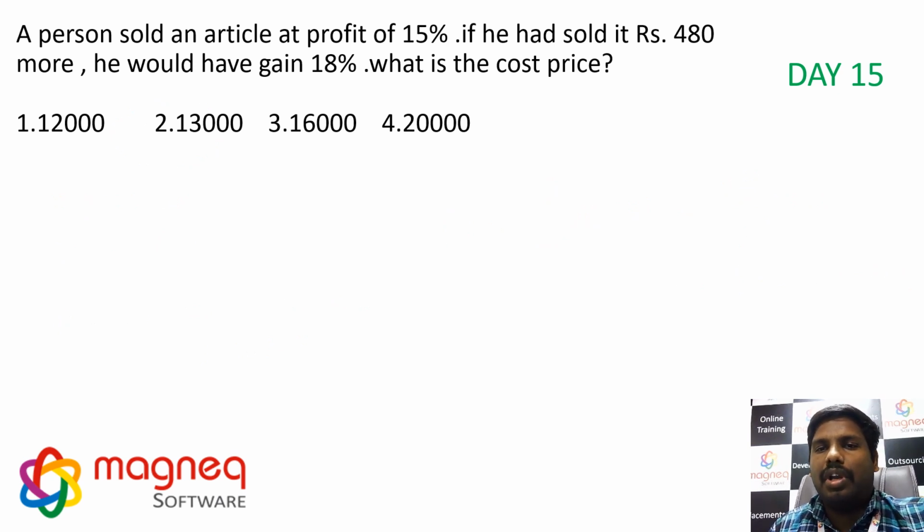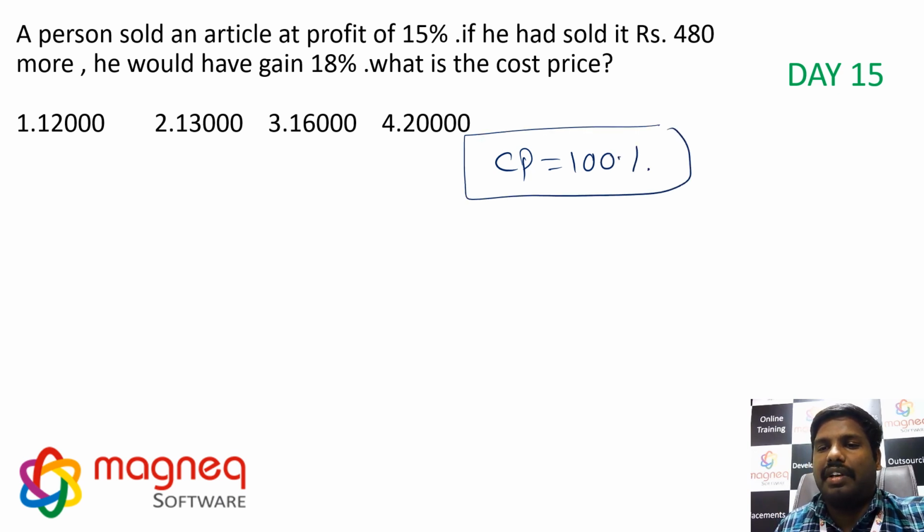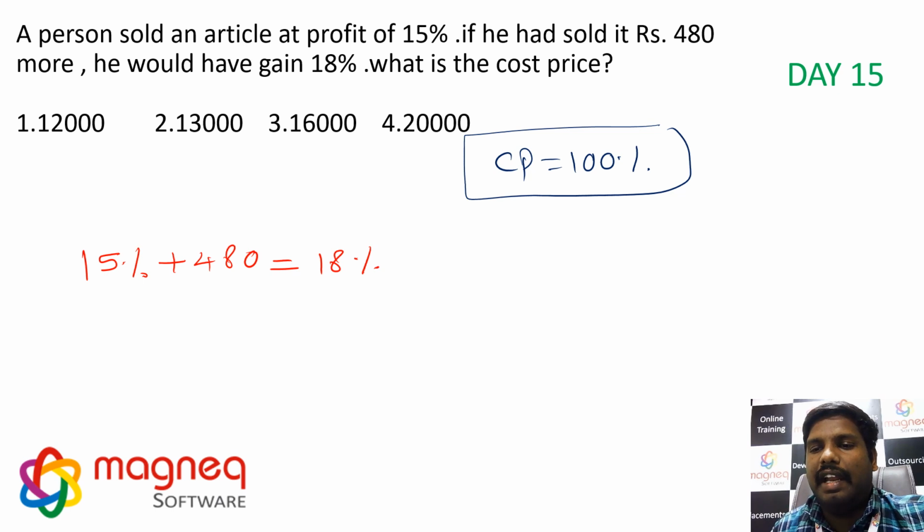Next, a person sold an article at a profit of 15 percentage. If he had sold it for 480 rupees more, he would have gained 18 percentage. What is the cost price? So cost price is always 100 percentage. So we have to find out 100 percentage. From the given information, he sold the article at a profit of 15 percentage. If he had sold it for 480 more, it means 15 percentage plus 480 rupees equals 18 percentage. So he already sold it at 15 percentage. If he had 480 rupees more, then he can get 18 percentage.